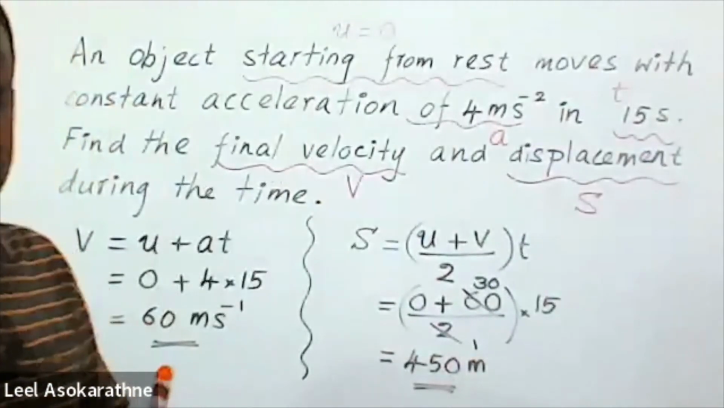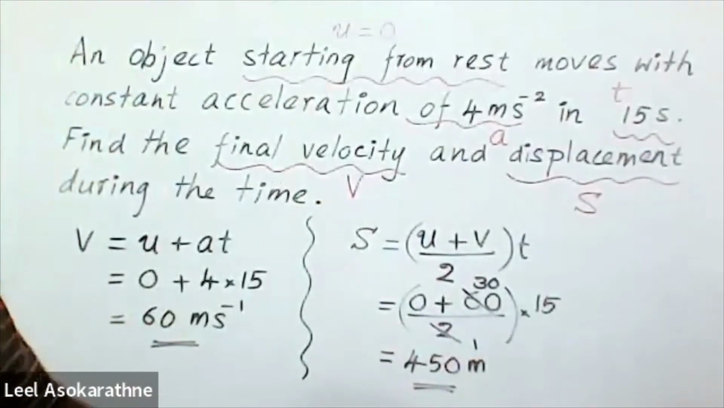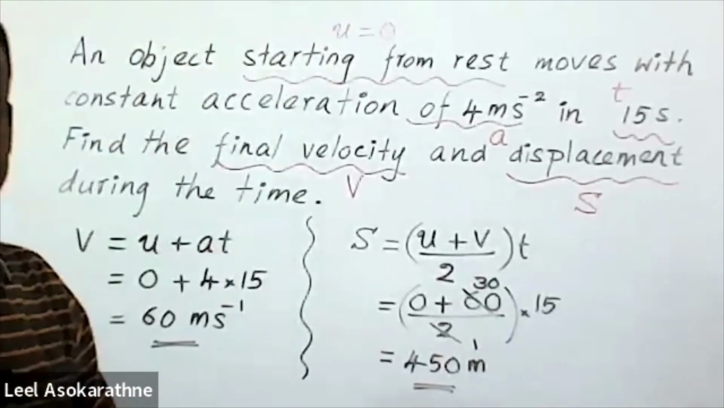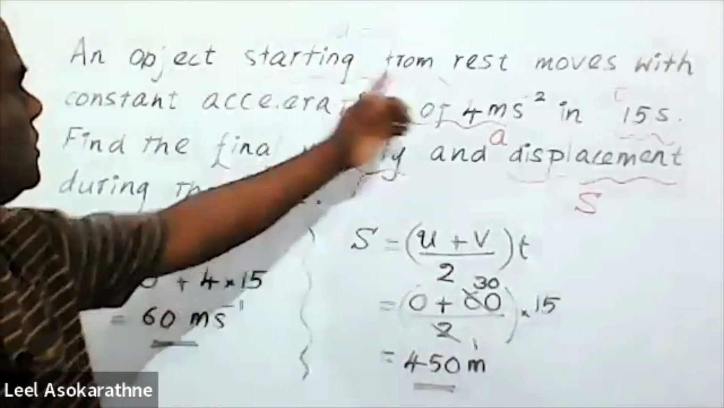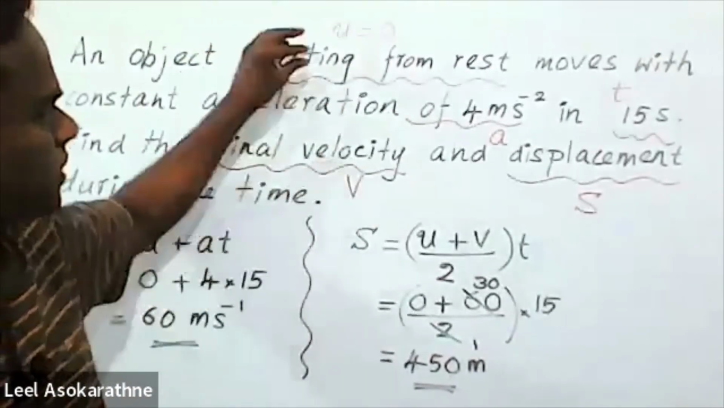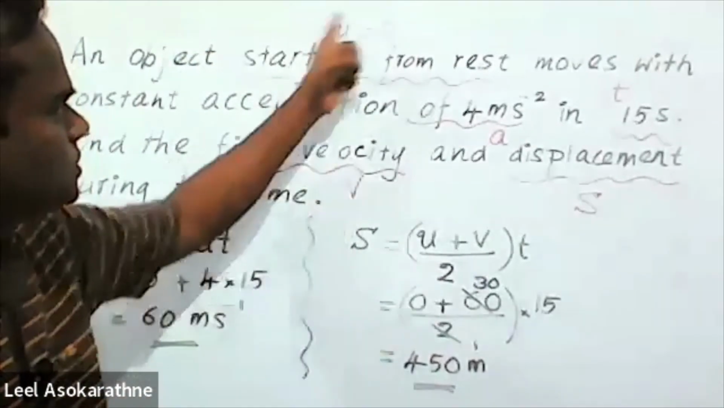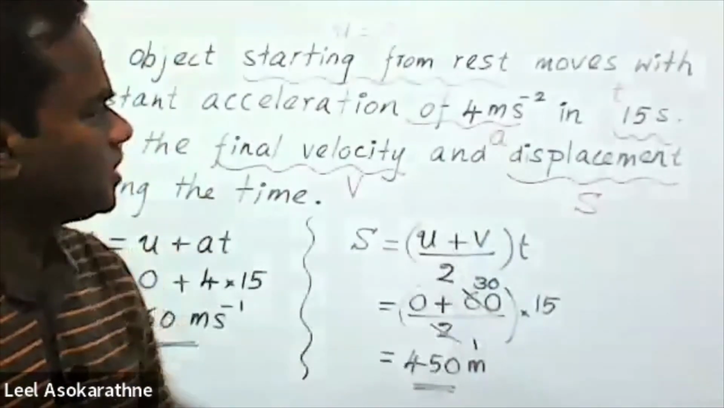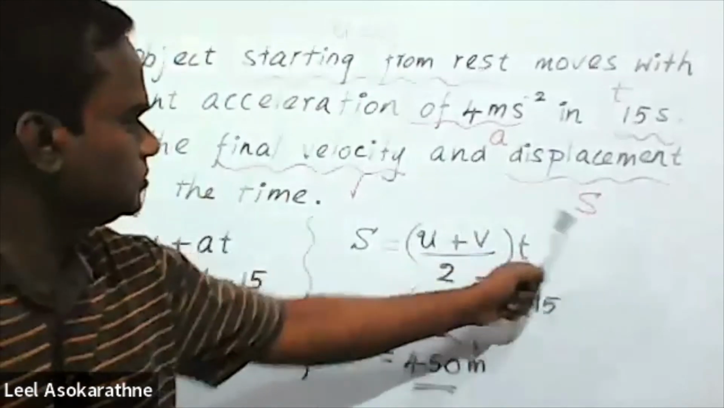Simply you can calculate the answer, 450 meters. You should be very careful when you read a question, especially at the exam. Then you can highlight these points: initial velocity simply 0, the time, acceleration in part A, and displacement in part B.